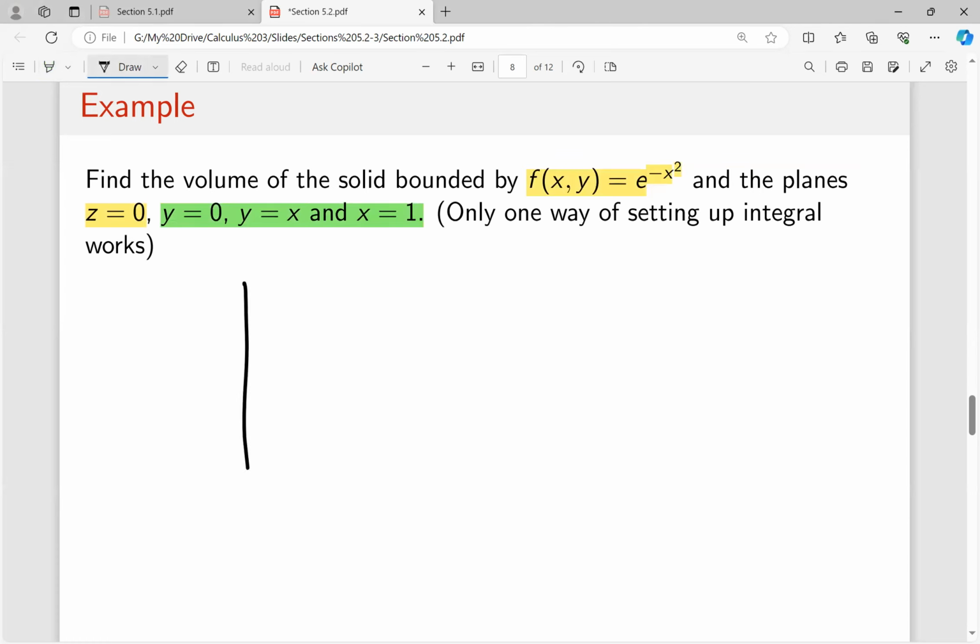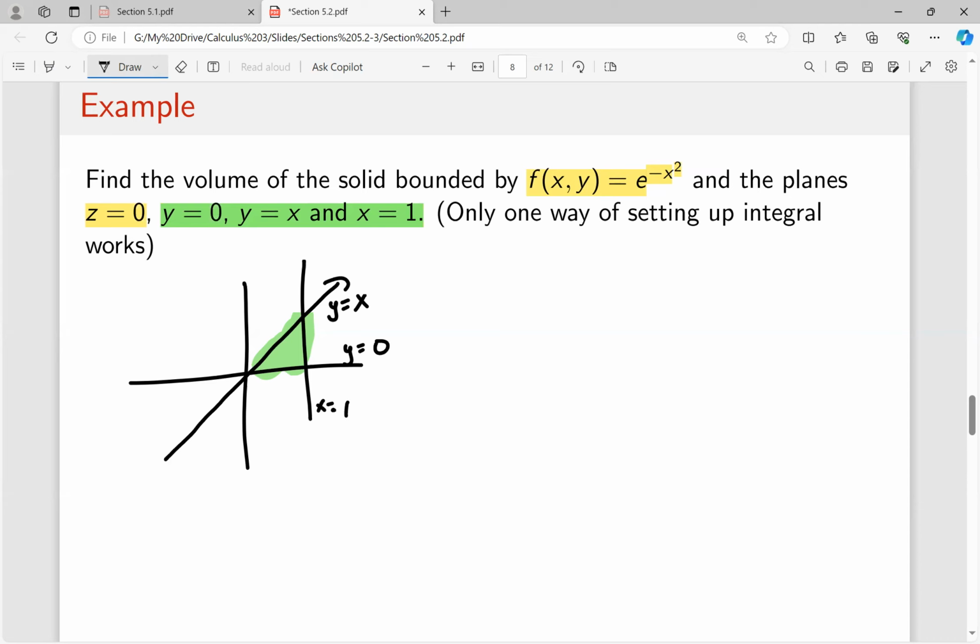So let's draw the region. So y equals x, and then x equals 1, and y equals 0. So then that is this region right here. Okay? So I could do vertical stripes or horizontal stripes. So it's good to name my three sides of this triangle. Y equals x is that side. Y equals 0 is that side. X equals 1 is that side.